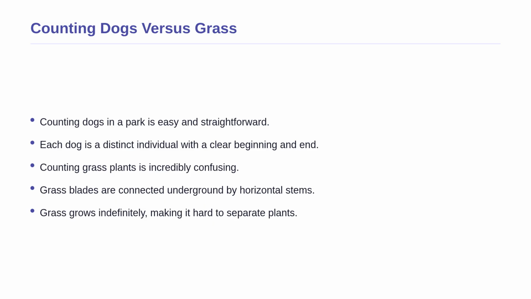However, if you look at the grass, it is incredibly confusing. Many blades of grass are actually connected underground by horizontal stems. The grass just keeps growing, adding new blades and roots indefinitely. It becomes nearly impossible to tell where one plant ends and another begins. This fundamental difference in growth is the core of our topic today.